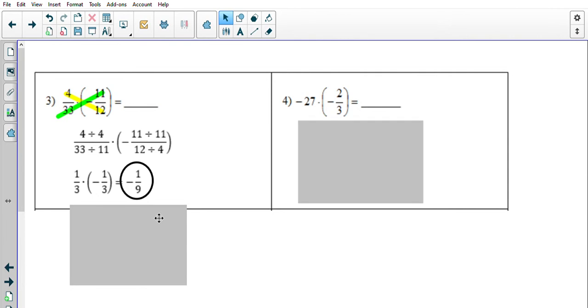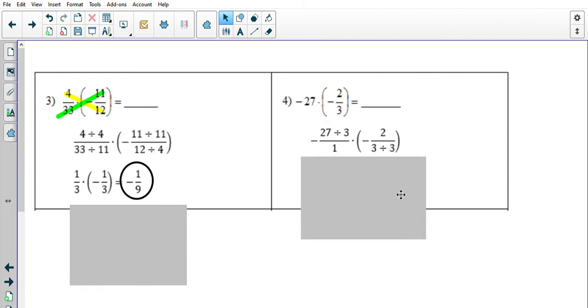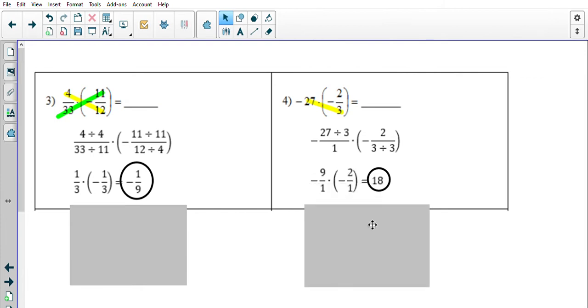All right, so number 4, we've got negative 27 times negative 2/3. So for this question, I did rewrite negative 27 as negative 27 over 1. So I just put a 1 in the denominator, 27 in the numerator. And I did recognize that I could reduce the 27 and 3. They both divide by 3. So you can see that I did that right here. So the fraction on the left becomes negative 9 over 1. The fraction on the right becomes negative 2 over 1. Multiply straight across to get positive 18.